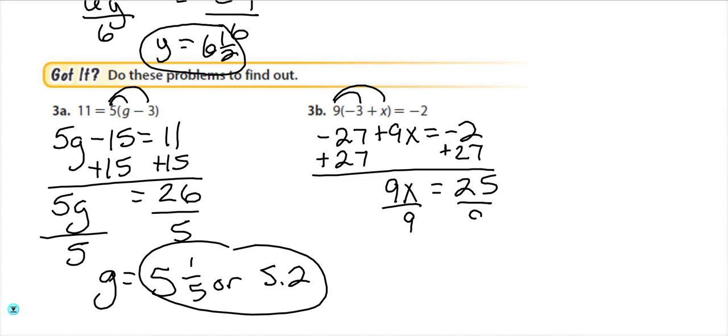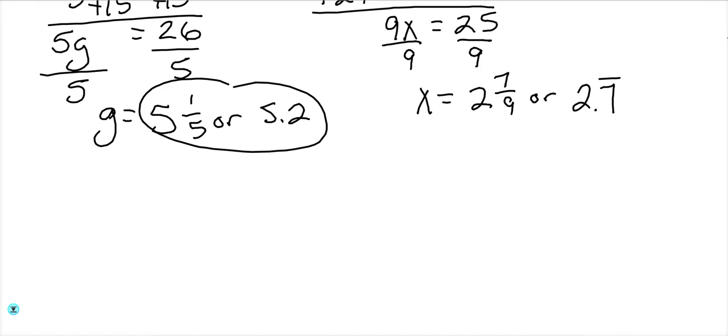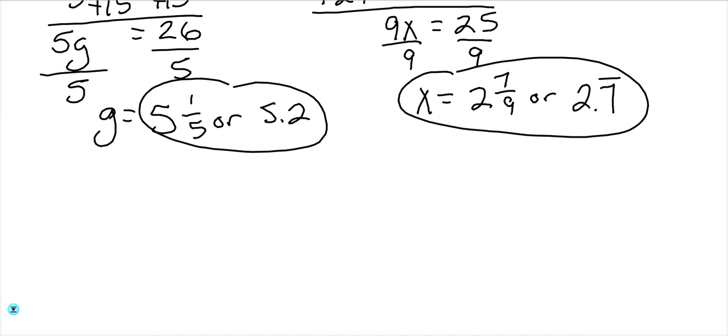Divide that by 9. 9 goes into 25 2 times, which is 18, and then that's 7 away, so 2 and 7/9, or that would be 2.7 repeating. Okay, and that is it. Go ahead and circle that. All right, so that's the end of this lesson.